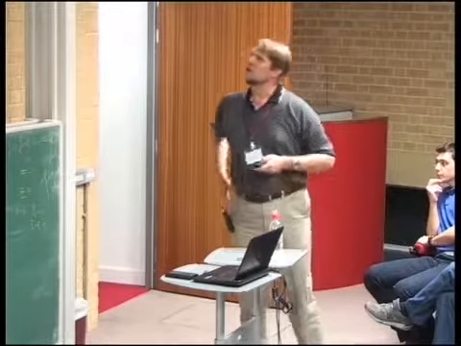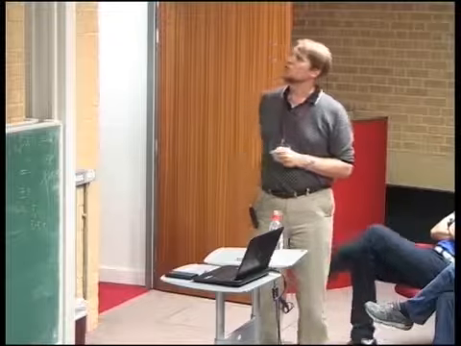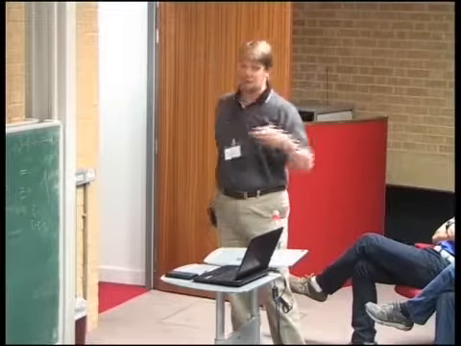One interesting thing at D equal 4 for N equals 0: in this gauge group search, we indeed found a model that has SU(5) and E6. Okay, 5 minutes. This was a counterproof of an earlier claim that those two gauge groups may not be able to work together, that modular invariance may kick them out. We have a counterproof that they can. We also found similar models with N equal 1 supersymmetry in our Nahi extension study, which I will not get to.